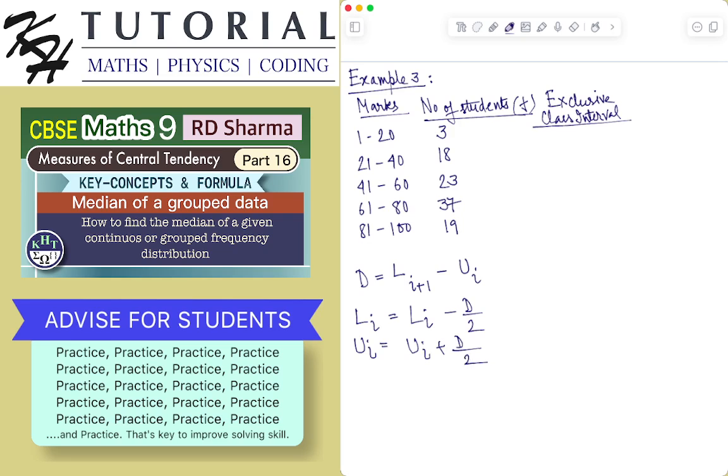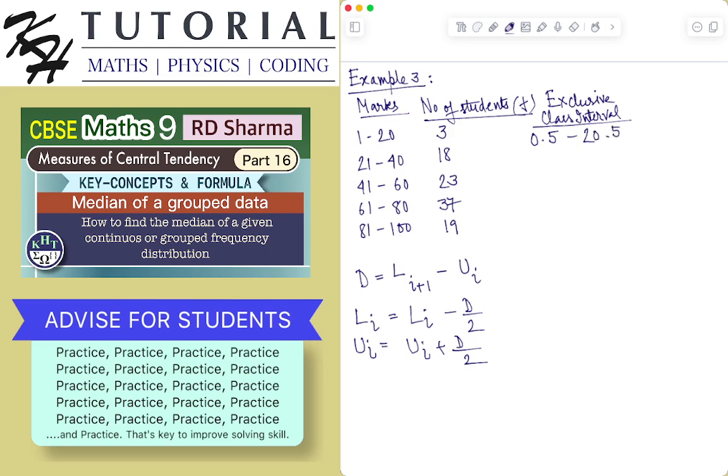So for this problem D is equal to 1, and D by 2 is 0.5. So the first class interval 1 to 20, it will get changed: the lower limit 1 will be modified by subtracting 0.5 from 1, so this will be 0.5, and the upper limit will be increased by 0.5.